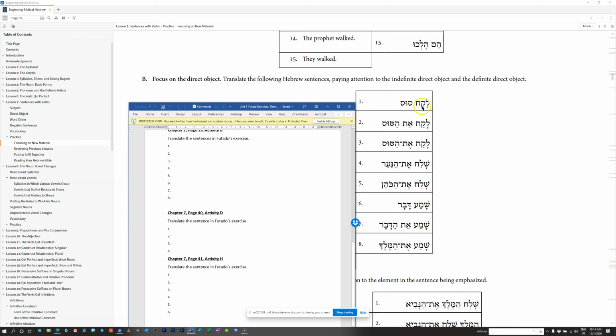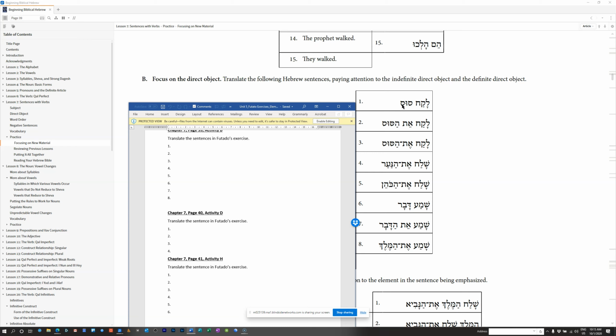All right, so number 1, Lakach sus. There's a couple possibilities here. Lakach is certainly our verb. So we have took or captured. And then we have horse. Now we have to figure out how these two words relate to each other. Lakach is certainly the verb. Is sus the subject? Is sus a direct object?